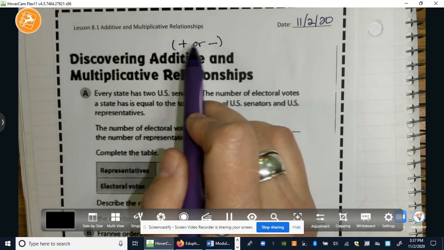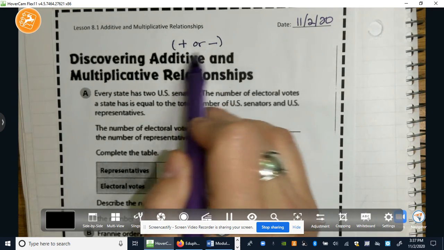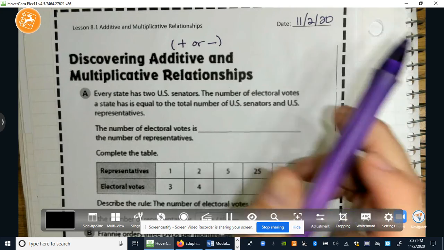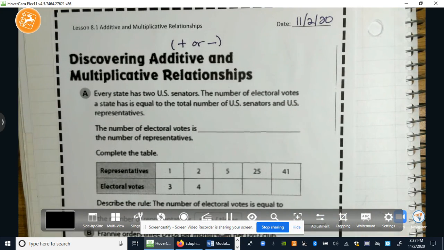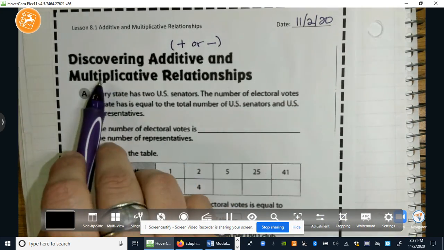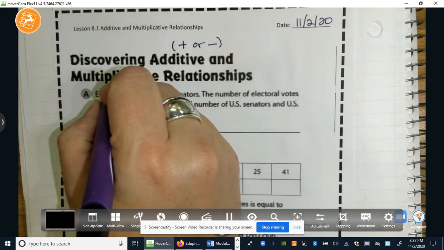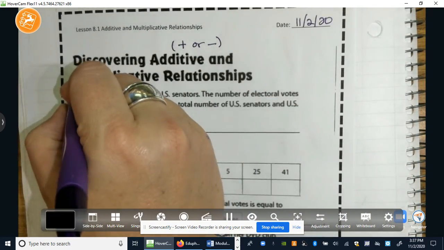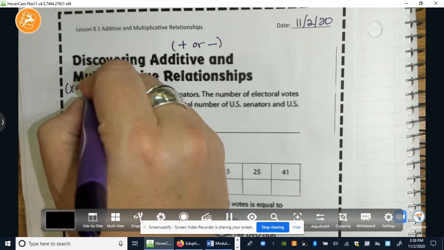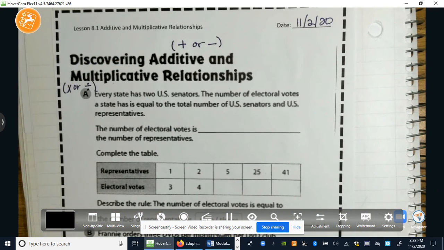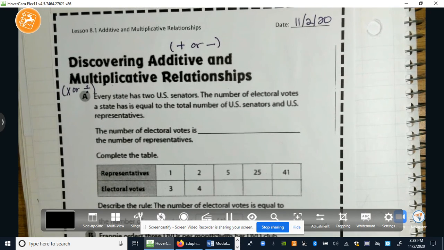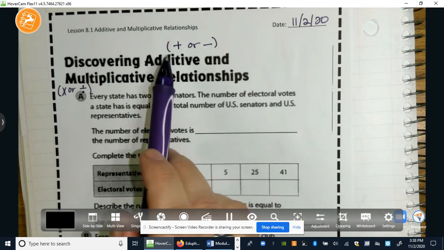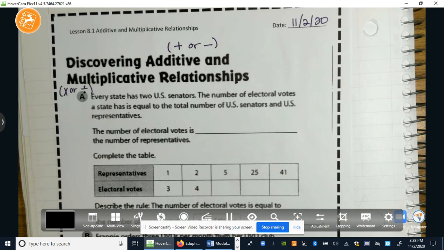So additive can be both adding or subtracting, but we just call it an additive relationship, like you're adding a negative, so literally you're subtracting. Multiplicative relationships, well, that's multiplying and or dividing, because multiplying by a reciprocal is the same as dividing. So that's why they gave it additive and multiplicative relationships.